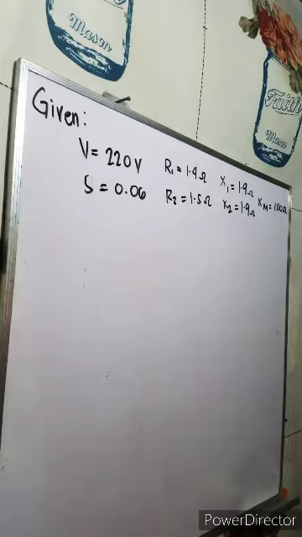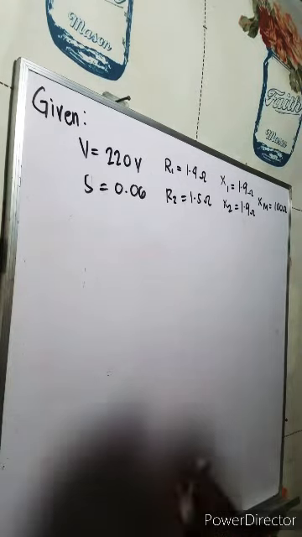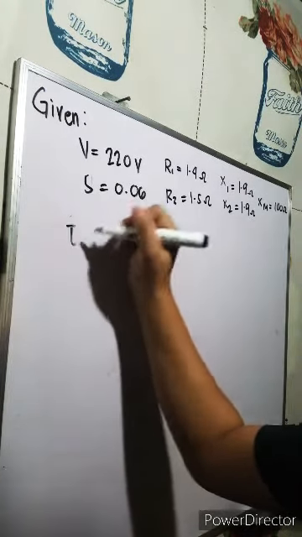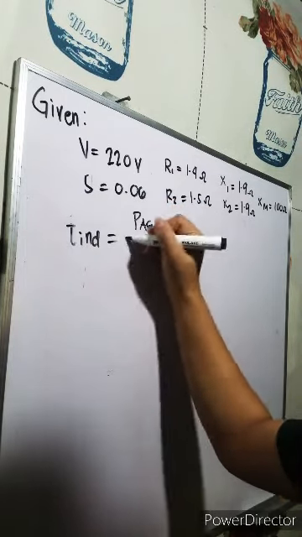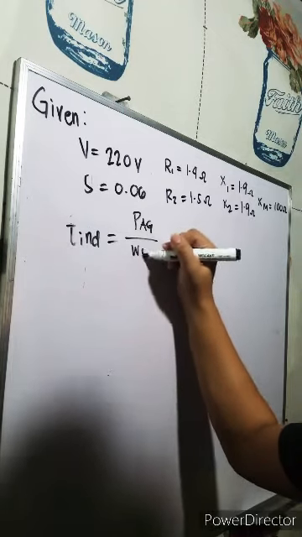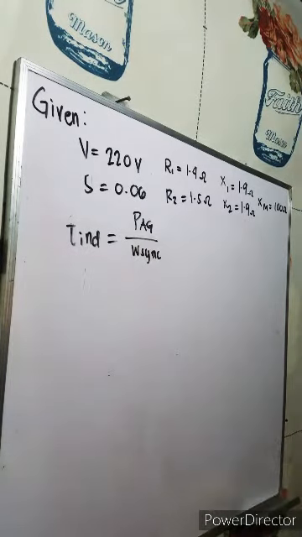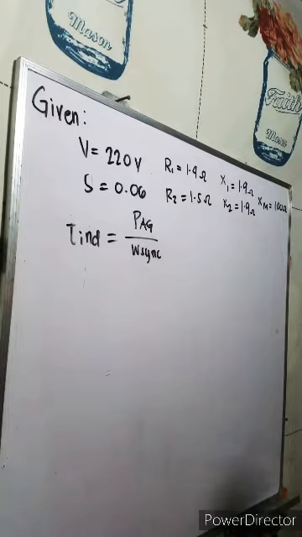Given the following main winding impedances: R1 is 1.4 ohms, R2 1.5 ohms, X1 1.9, X2 1.9, and XM 100 ohms. To calculate the induced torque, we have this given equation. So let's proceed to the solution.